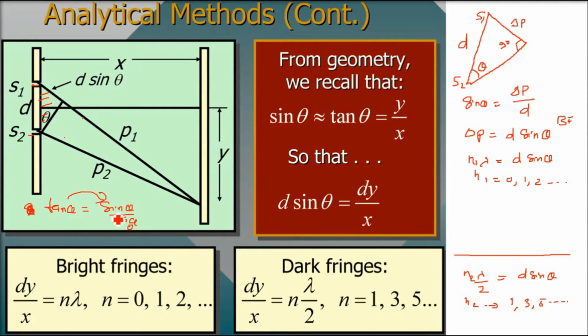So in terms of cos theta, cos 0 will be equal to 1. So tan theta equals sine theta, because cos theta becomes cos 0, which is 1, as theta tends to 0. Tan theta and sine theta can be taken as equal.